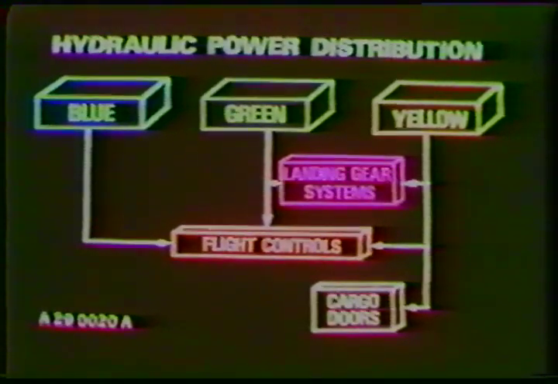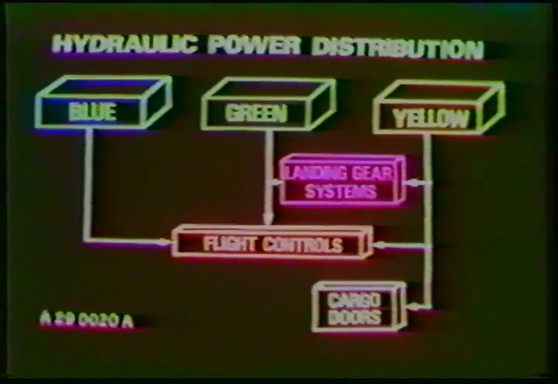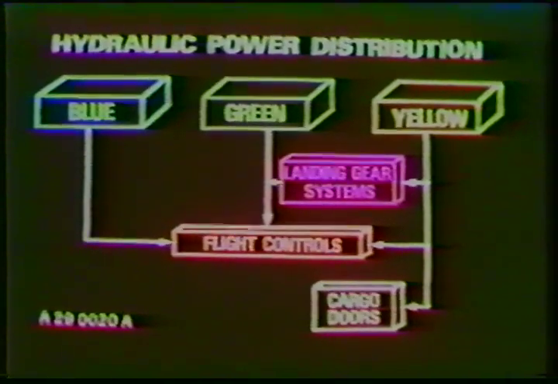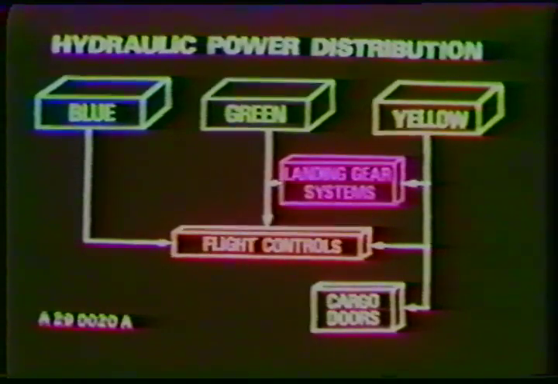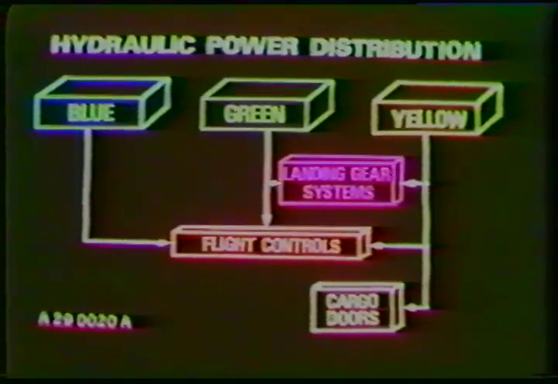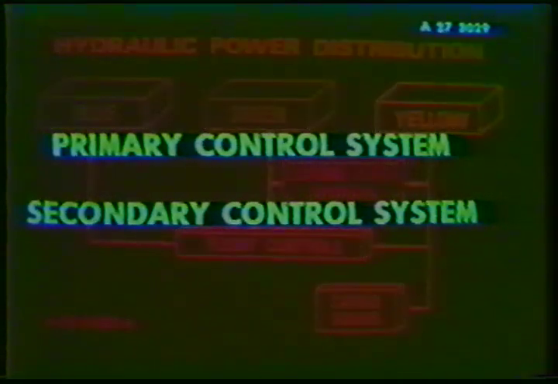It has already been stated that combinations of the three hydraulic subsystems power the flight controls, landing gear systems, and cargo doors. The flight controls are divided into two categories: primary flight controls and secondary flight controls. This division is worthy of note since the hydraulic power combinations are different for the two categories.